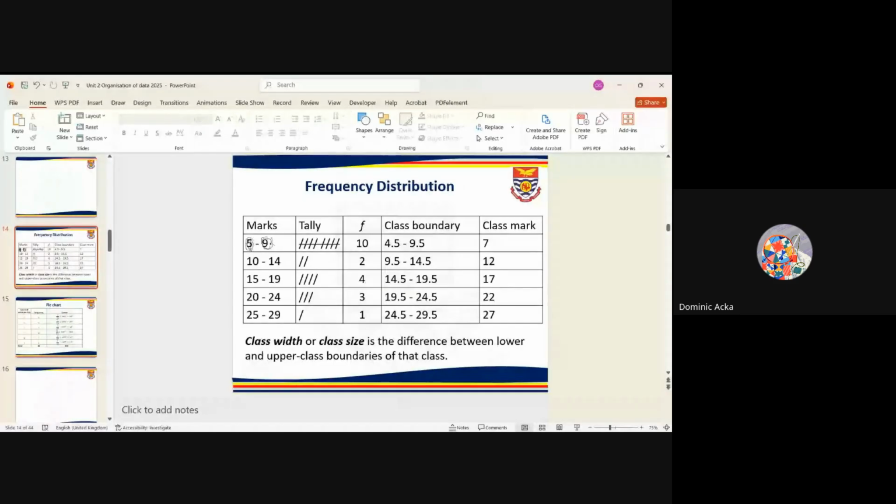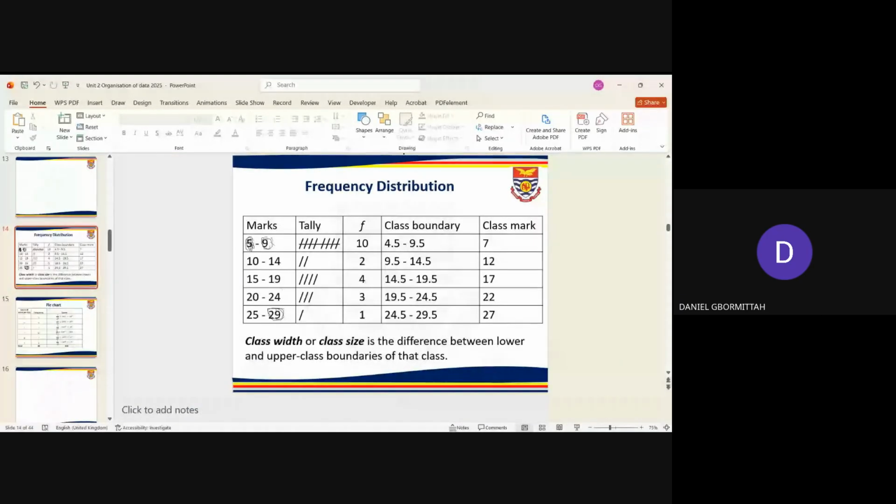Subtract the lower from upper. So what would be the range for these data sets? 24. So how did you get a 24? You subtracted the 5 from the 29, because the 29 is the largest figure here. Okay, so the largest number minus the smaller number.